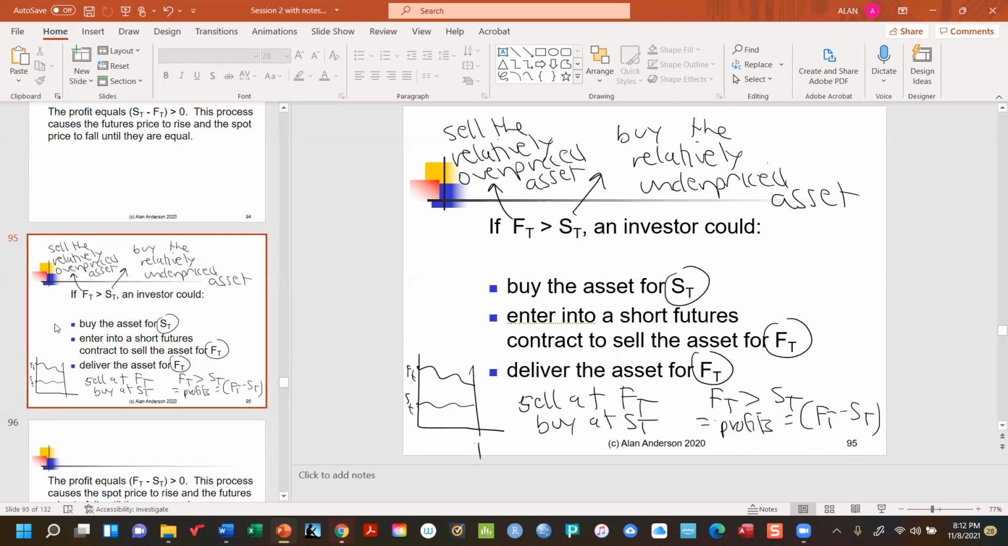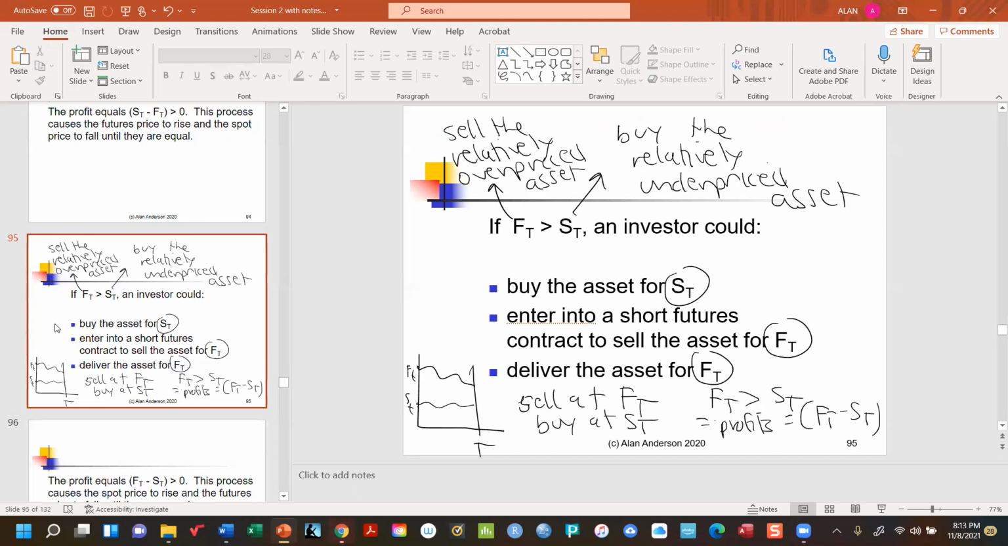Oops, on the maturity date, F is still above S. So we buy the asset, enter into a short futures contract to sell it for FT, deliver the asset for FT. And guess what? We're selling for a higher price than we paid for the asset. And our profit is FT minus ST, which is greater than 0.